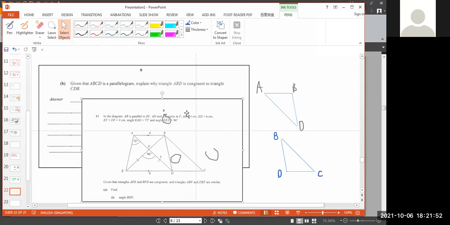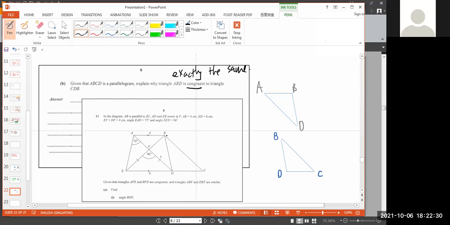Then how do you prove congruent? Just now what we say. To prove congruent, they must be exactly the same, right? Mm-hmm. So this is exactly the same. Okay, so for two triangles to be congruent, there are a few ways you can prove. Okay, so I'm going to just demonstrate to you one of the ways.